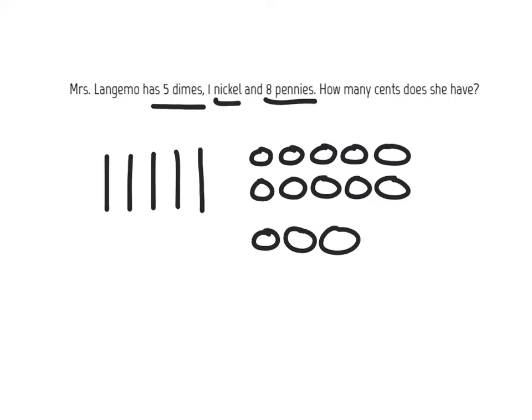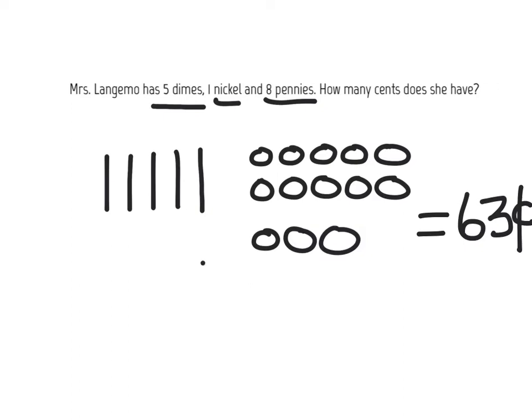Let's count and see how much money we have. 10, 20, 30, 40, 50, 51, 52, 53, 54, 55, 56, 57, 58, 59, 60, 61, 62, 63. Mrs. Langamo has 63 cents. What I notice here is I can make a new 10. So I could have counted that quickly if I had made a 10 when I saw my 10 circles.